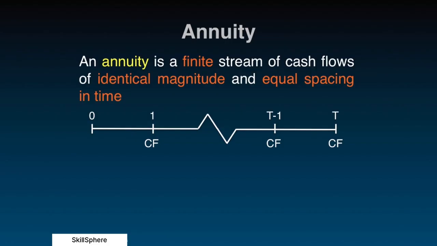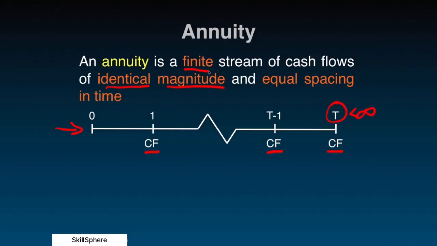An annuity is a finite stream of cash flows of identical magnitude and equal spacing in time. And I've highlighted key elements of this definition. So here's a timeline representing an annuity. The first key feature of an annuity is cash flows of identical magnitude. All of these cash flows are the same number. Okay, so identical magnitude. Secondly, this is a finite stream of cash flows. It ends at some point in time.